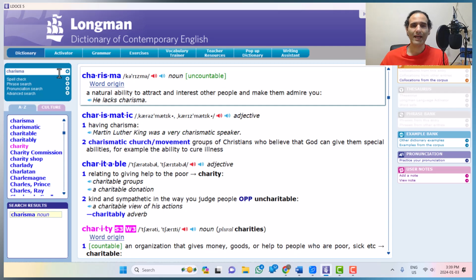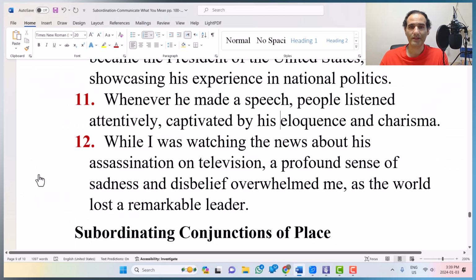Charisma, the natural ability to attract people. Stress on the second syllable. Charisma. He lacks charisma. So usually leaders, charismatic leaders, have got a lot of followers listening to them and willing to do whatever the leader or the big brother wants them to. Charisma, charismatic figure.